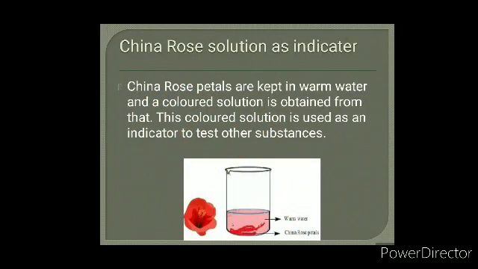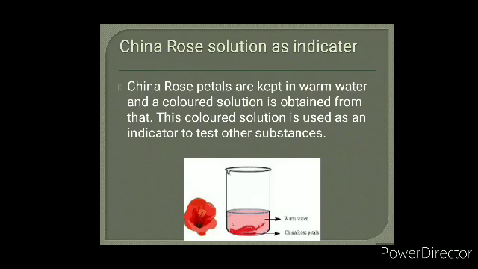Another important natural indicator is Chinarose. We can prepare Chinarose solution from Chinarose petals to make an indicator. So how will we prepare this Chinarose solution? We have to take some warm water, then we have to put all the petals of the Chinarose into it, and we have to keep it for some time. You will get a pink color solution. Separate all the petals from the solution.